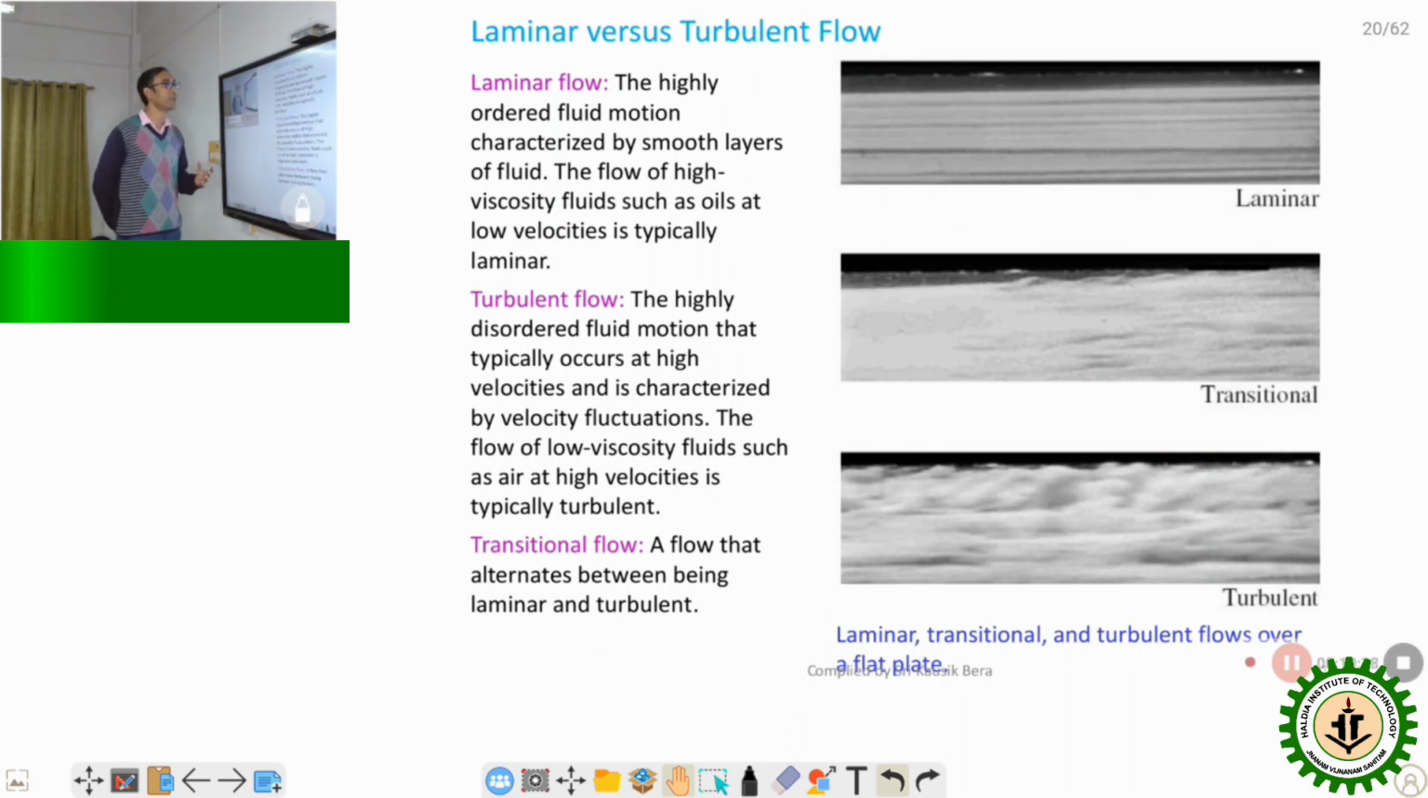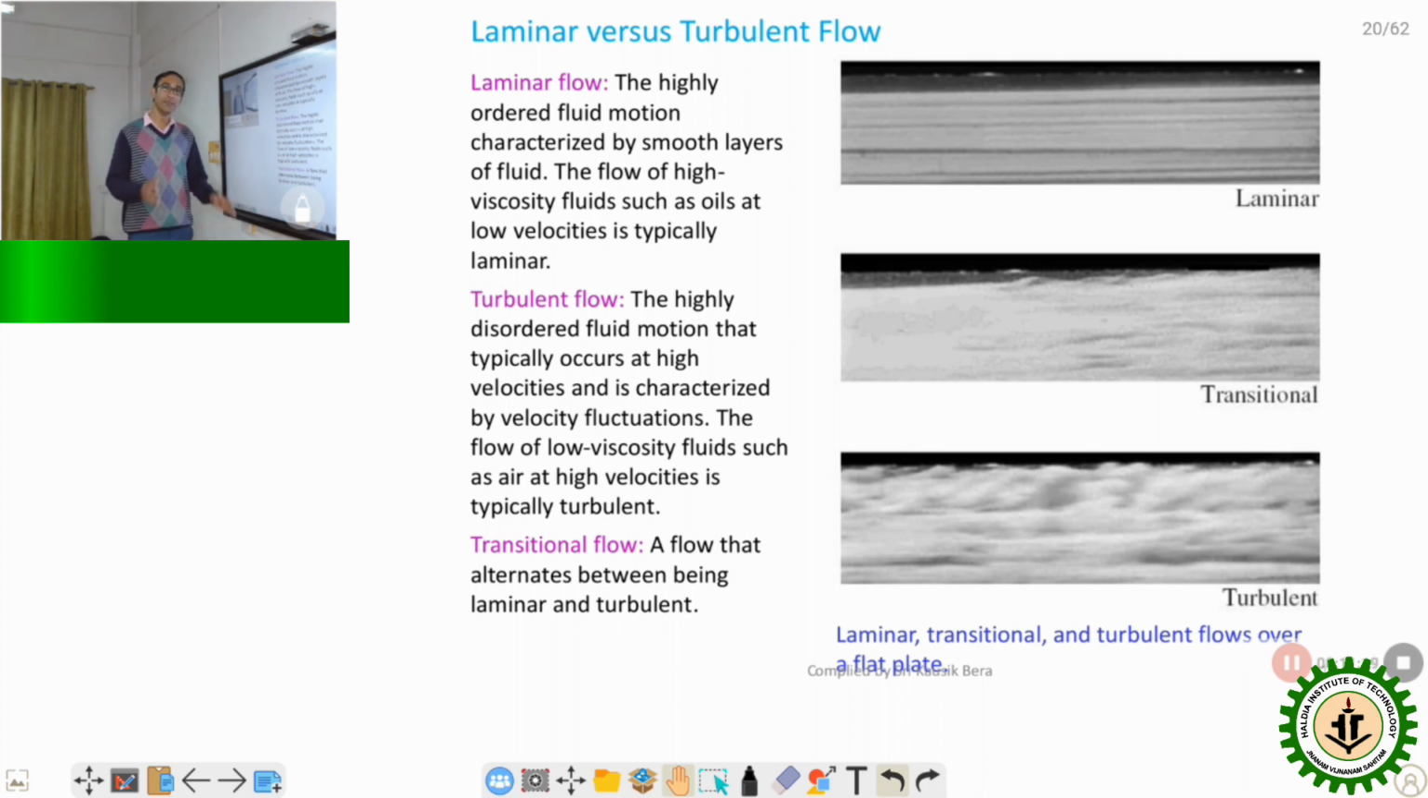Laminar flow and turbulent flow. This is the picture of laminar flow, this is transitional, and this is turbulent. Laminar flow is highly ordered fluid motion characterized by smooth layers of fluid. The flow of high-viscosity fluids such as oil at low velocity is typically laminar. Turbulent flow is highly disordered fluid motion that typically occurs at high velocity and is characterized by velocity fluctuations. The flow of low-viscosity fluids such as air at high velocities is typically turbulent.